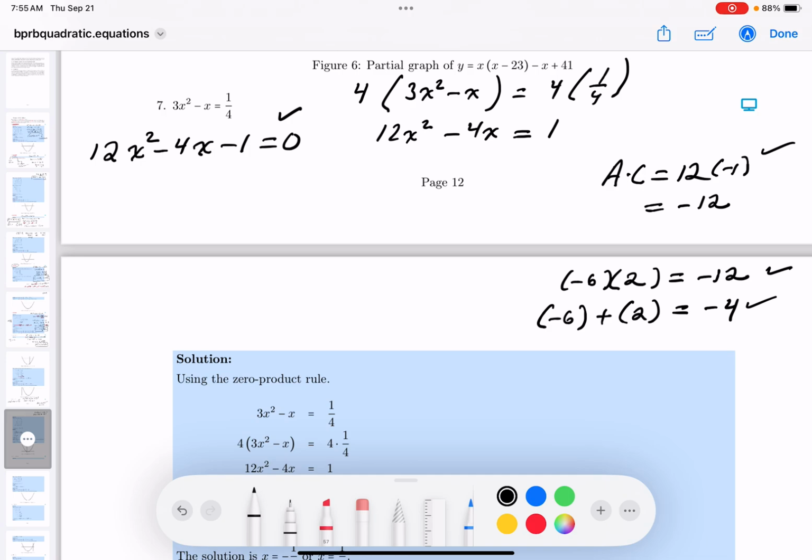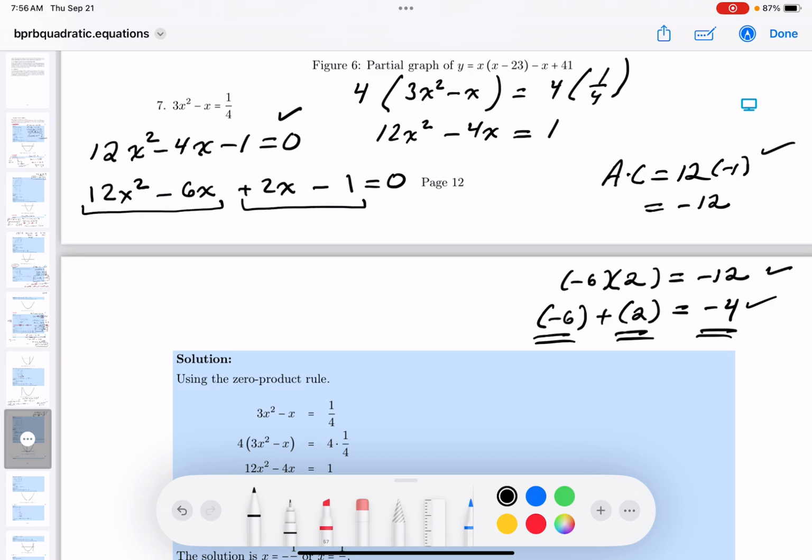So I rewrite the problem as 12x squared, and what I do is I write the minus 4x in the middle with those two numbers. So I can put down minus 6x, order doesn't matter, by the way, plus 2x. In other words, I did say minus 6x plus 2x, but you could have written down 2x minus 6x. It just doesn't change the problem. Minus 1 equals 0. I'm going to factor by grouping these two and then these two over here.